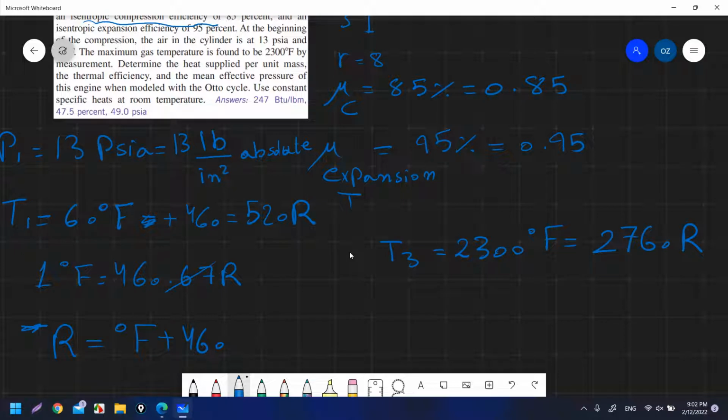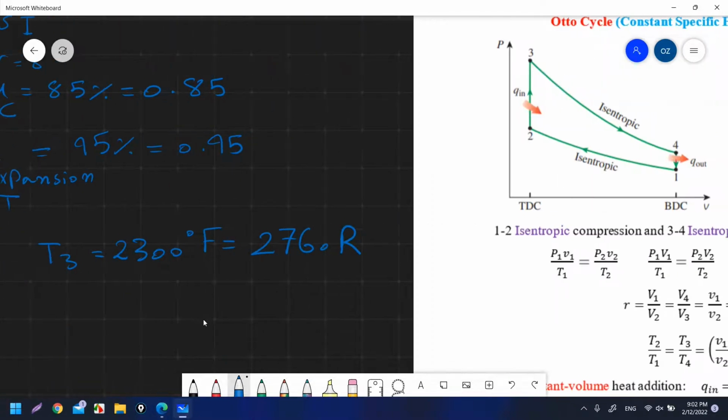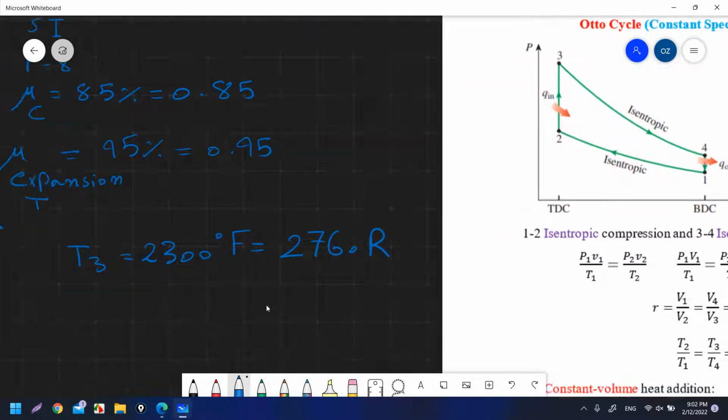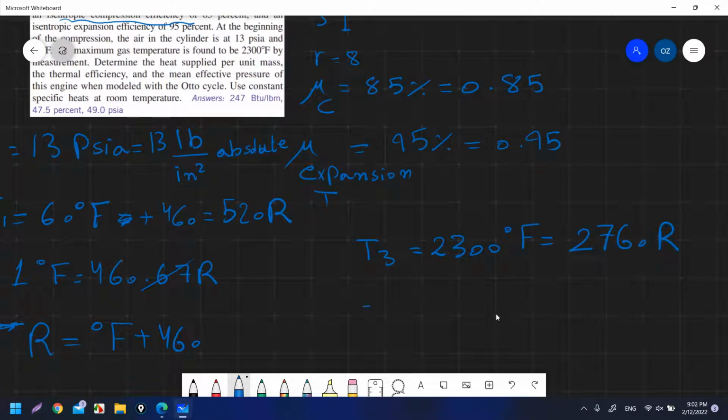Determine the heat supplied. The heat supplied is Qin from state 2 to 3, per unit mass, that is why it is small q. Then the thermal efficiency and the mean effective pressure.